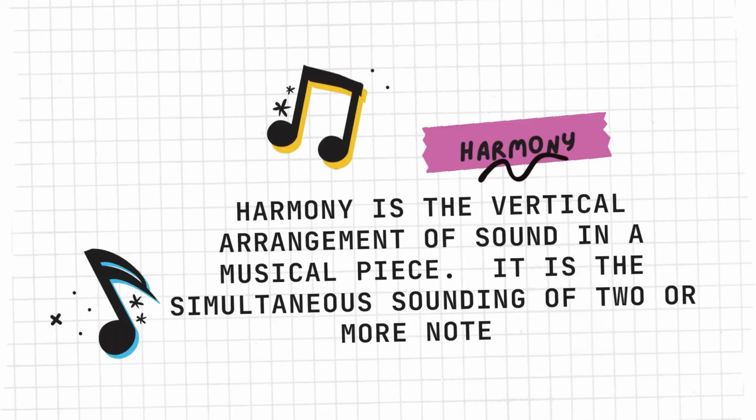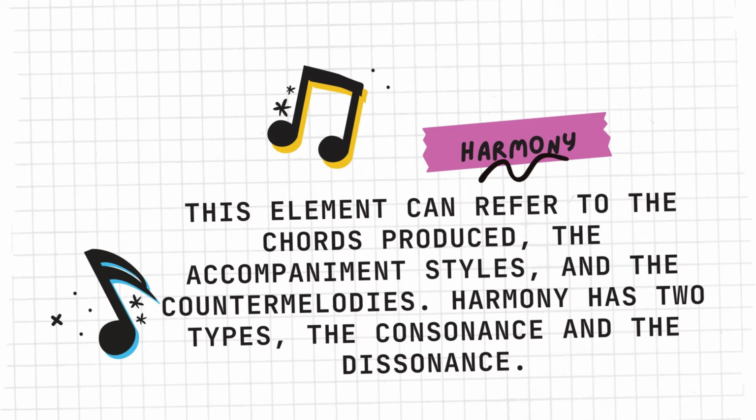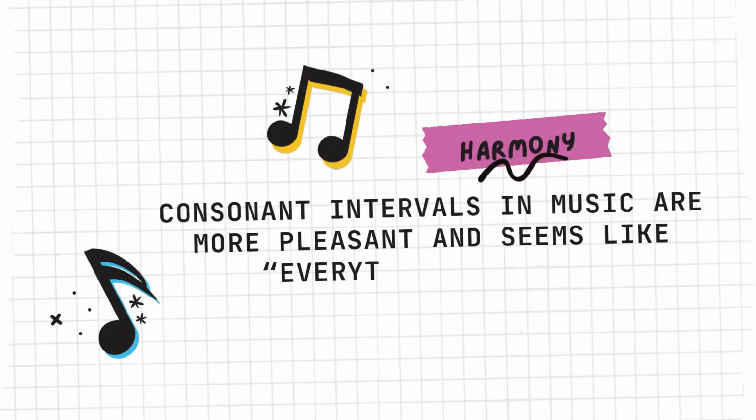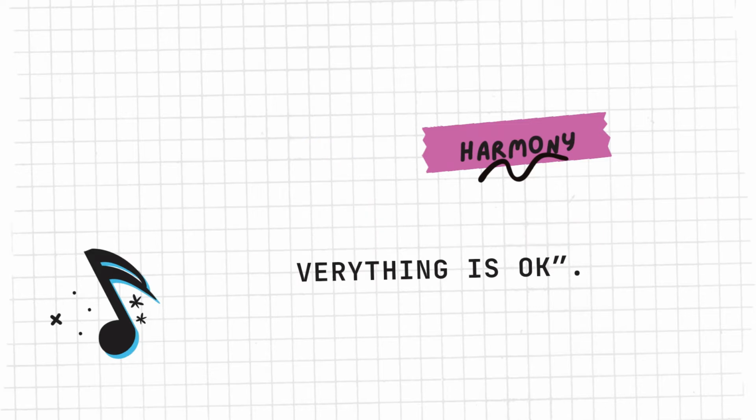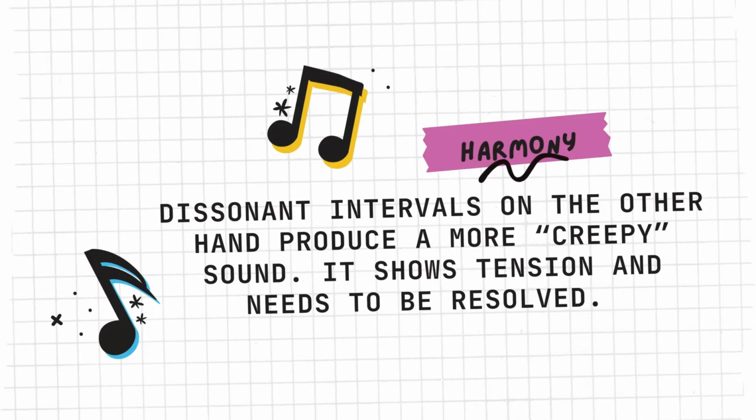The next element of music, the vertical arrangement of sound in a musical piece, is called harmony. It is the simultaneous sounding of two or more notes. This element can refer to the chords produced, the accompaniment style, and the counter melodies. Harmony has two types, the consonance and the dissonance. Consonant intervals in music are most pleasant and it seems like everything is okay, while dissonant intervals, on the other hand, produce a more creepy sound. It shows tension and needs to be resolved.